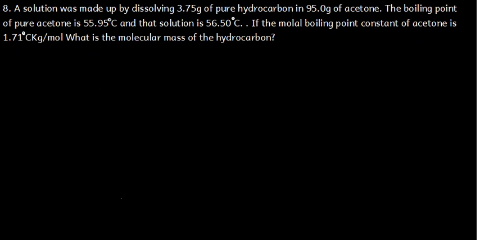Okay, so really what is the question talking about? We've been told that we have a solution made by dissolving 3.75 grams of pure hydrocarbon in acetone. So first we have acetone. Now in acetone we dissolve this hydrocarbon, and the boiling point of pure acetone is 55.9 degrees. After we dissolve this compound, we've seen that the boiling point has increased. So this is boiling point elevation. This is a colligative property, boiling point elevation. That is the first thing that we need to identify.